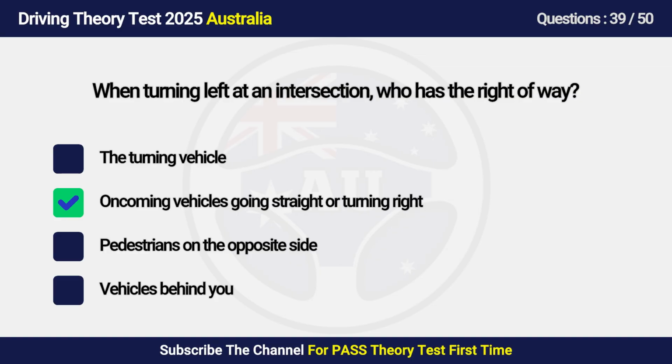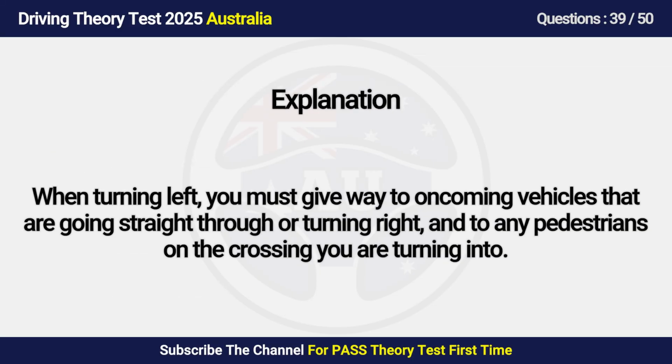Answer is B. Oncoming vehicles going straight or turning right. When turning left, you must give way to oncoming vehicles that are going straight through or turning right, and to any pedestrians on the crossing you are turning into.